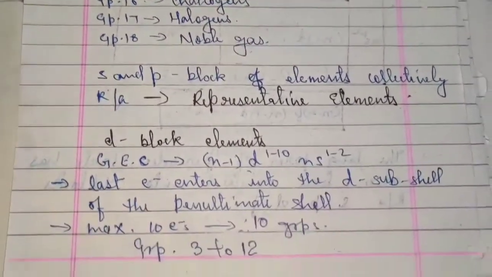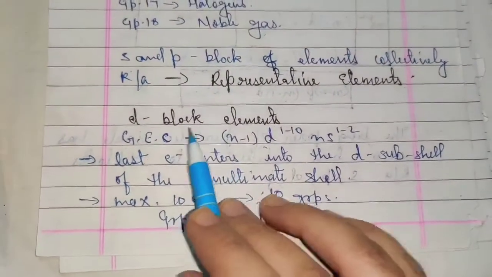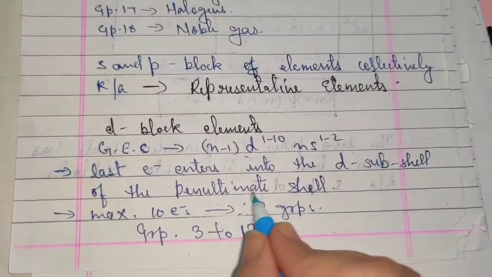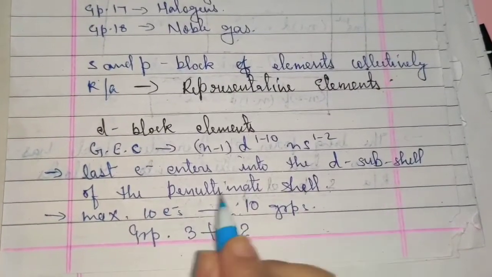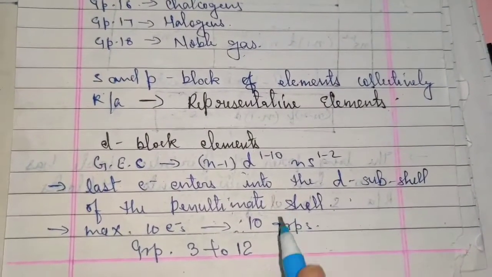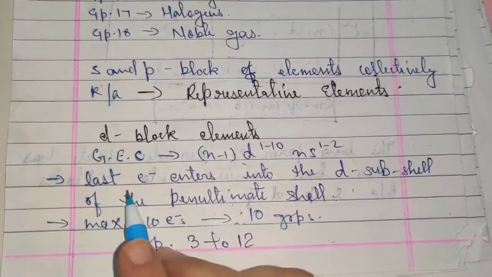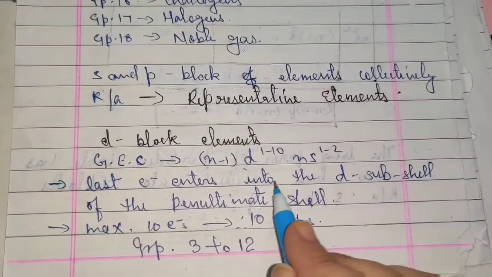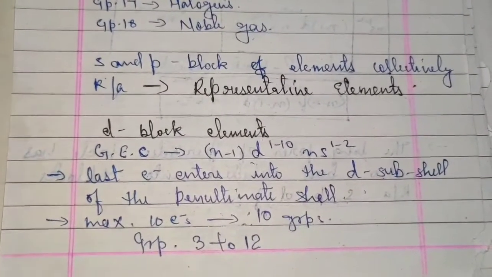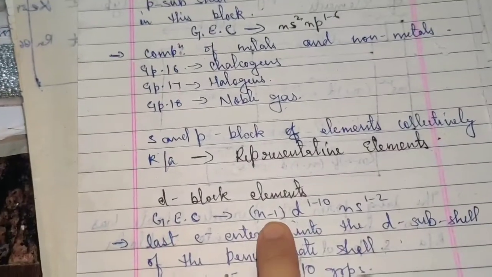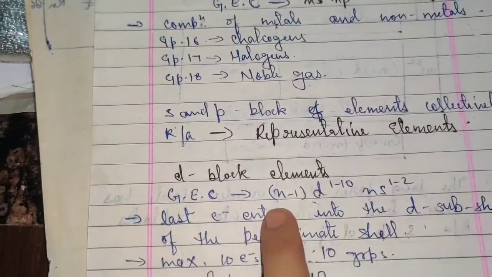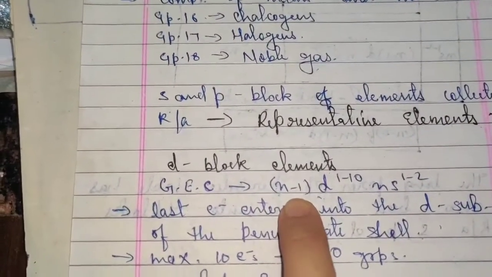Now coming to D block elements. For D block element, the last electron enters into the D subshell of the penultimate shell. Now what does this term mean, penultimate? Penultimate means second last shell. This point is very important to understand. The last electron enters into the D subshell of the penultimate shell. And the general electronic configuration of D block element is (n-1)d1 to 10, ns1 to 2. Now n here means the outermost shell and n-1 means the second last shell. I'll explain to you how.